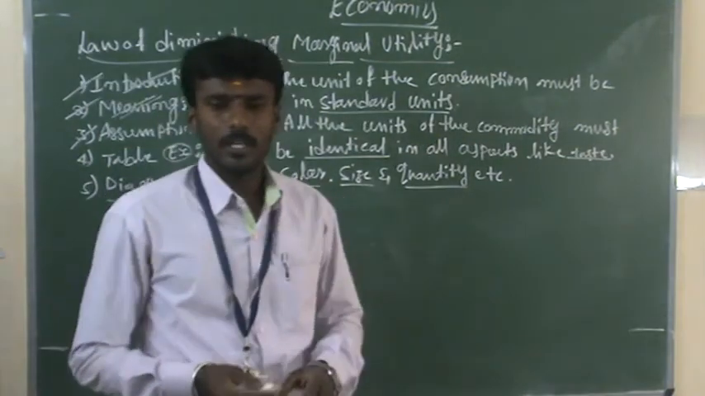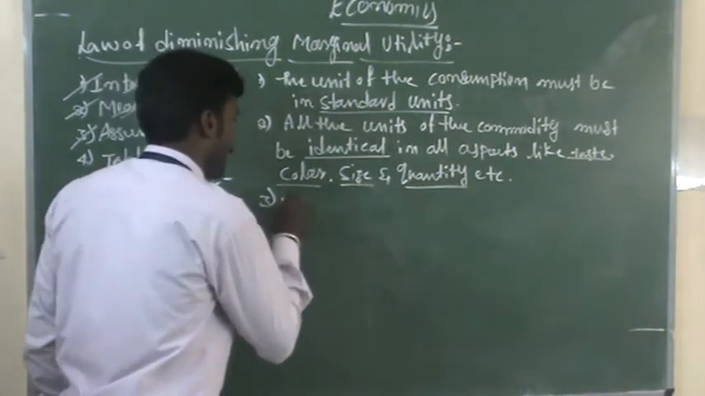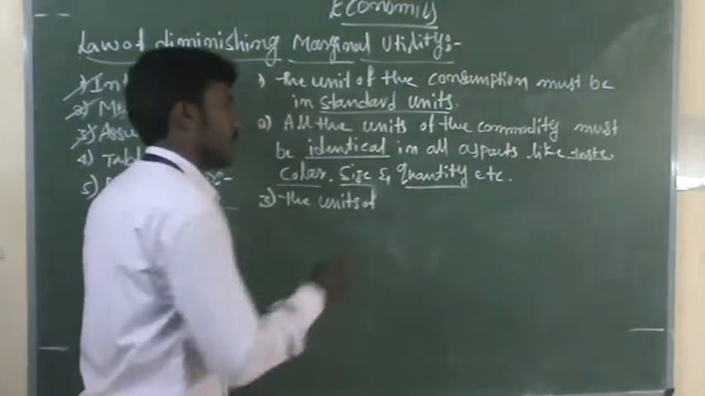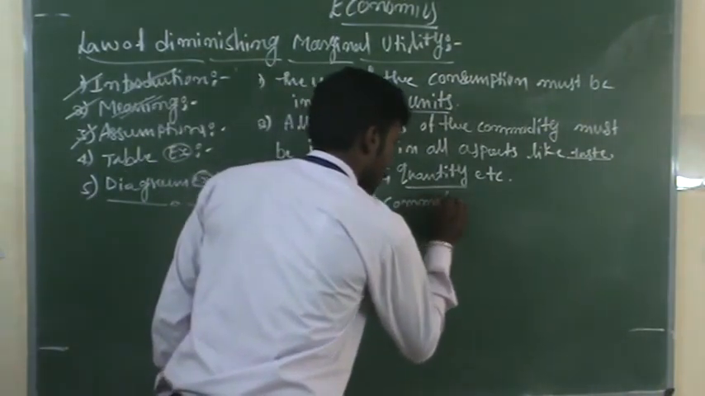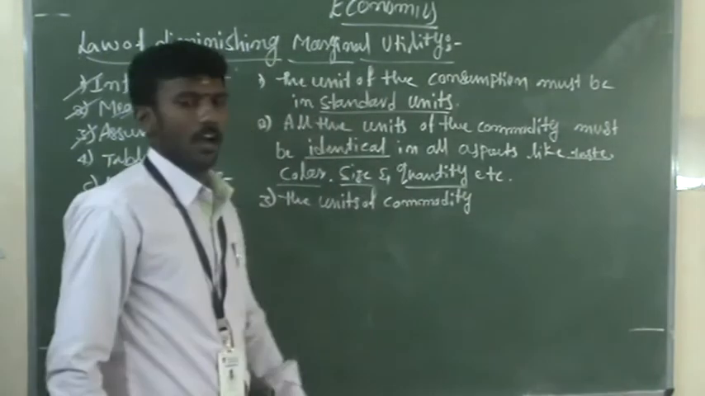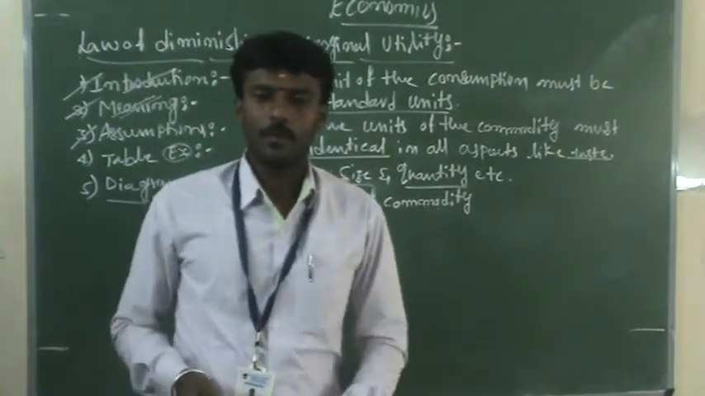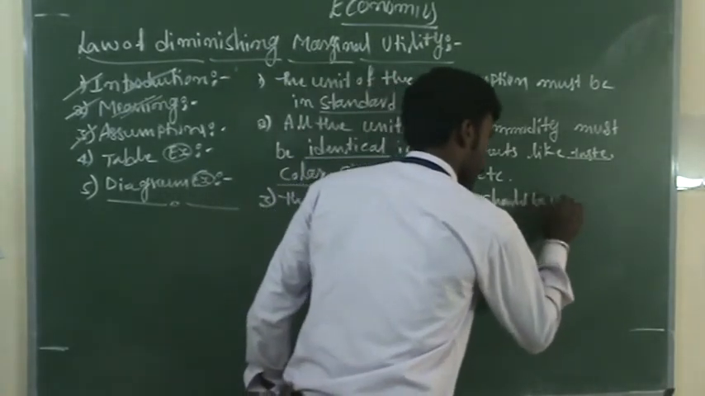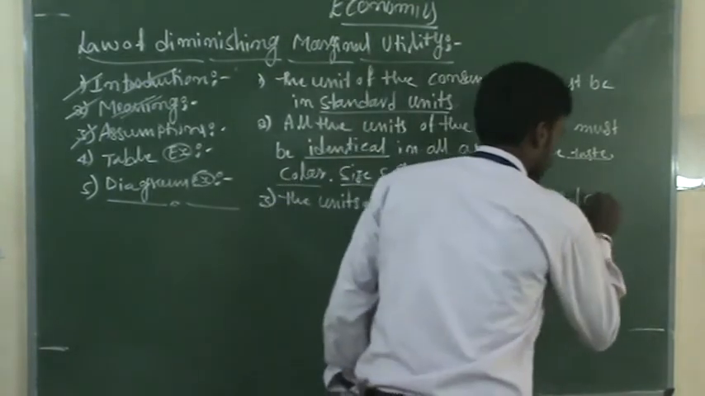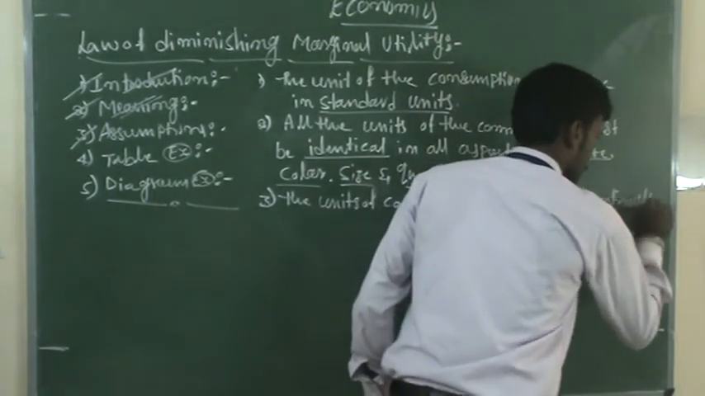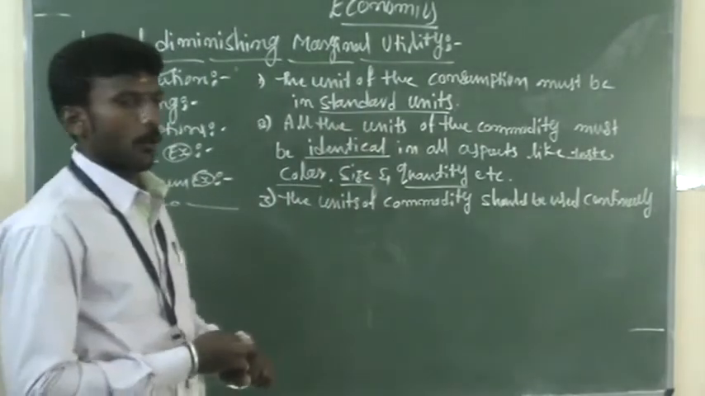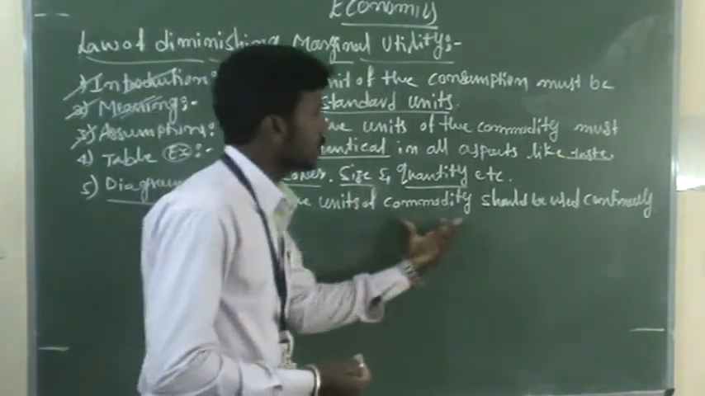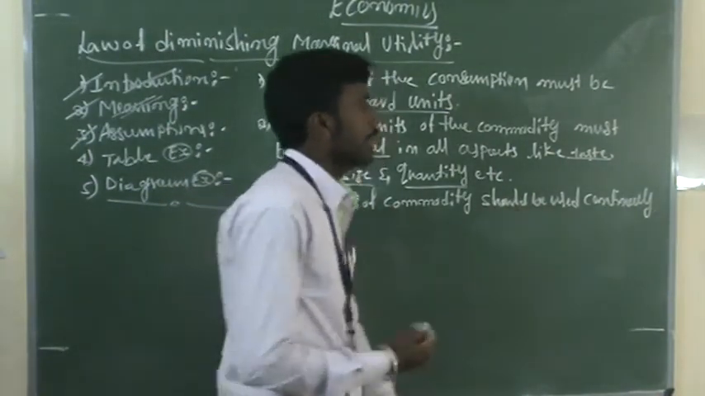Now we come to the third one: the units of the commodity should be used continuously. See, the third important assumption of the LDMU is that the units of the commodity should be consumed continuously.